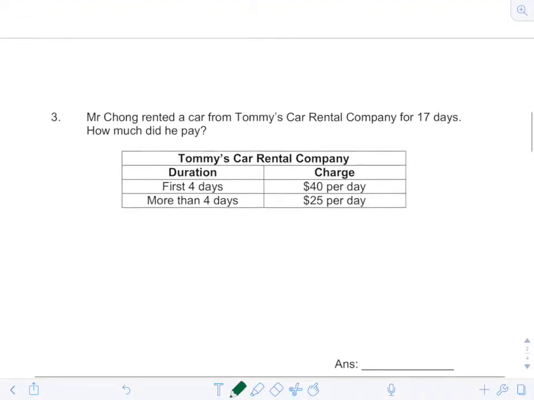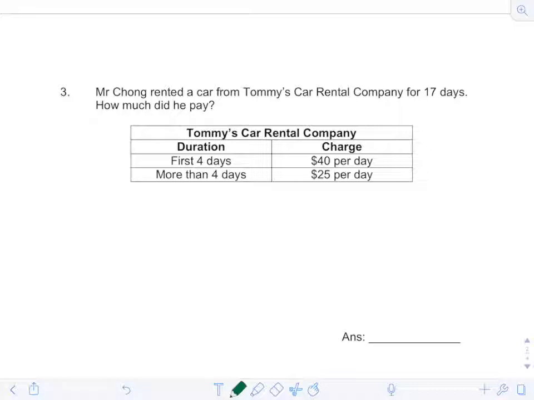Question 3. Mr. Chong rented a car from Tommy's rental company for 17 days. How much did he pay? This one you need to know how to interpret the table. Now 17 days here is made up of the first 4 days plus $25 a day for the next few days. For the first 4 days it is $40 per day, so you get $40 per day for the first 4 days.